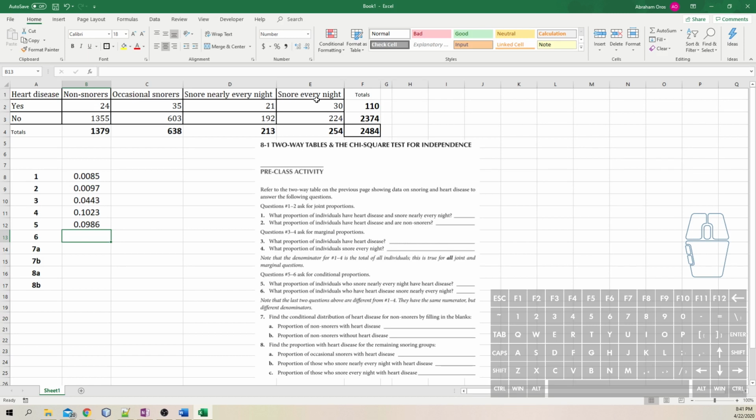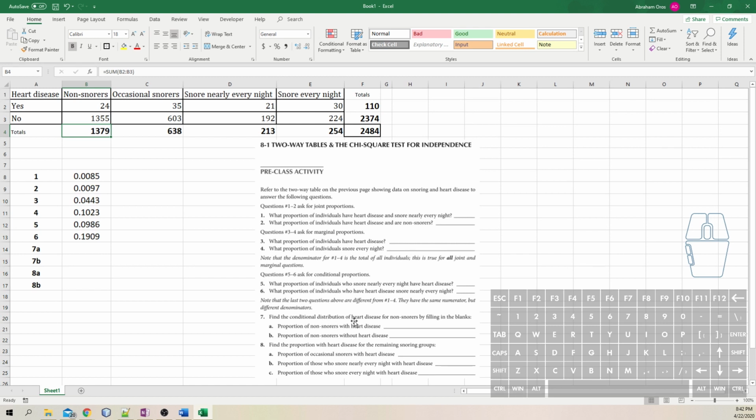Okay, so all these folks are the ones that have heart disease, so there's 110 of them, and 21 out of 110 of them snore every night. So we're going to say equals 21 divided by 110 for that answer. Note that the last two questions above are different from 1 through 4. They have the same numerator but different denominators. Like I said, we're going to be dividing for these conditionals by these last rows.